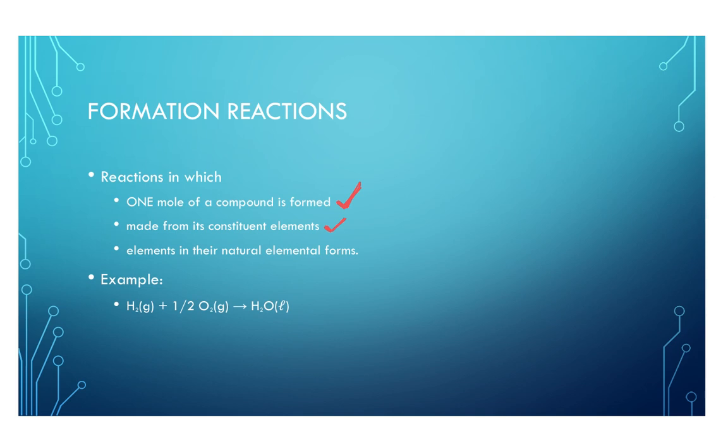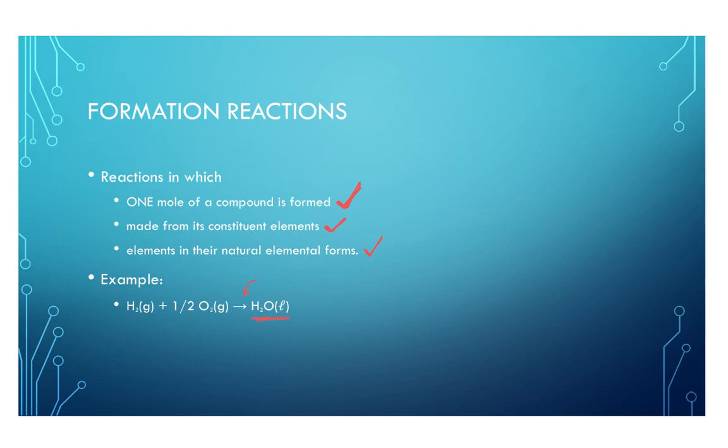And last but not least, the elements are in their natural elemental forms. So that means if they come in as a gas, that's what they should be in. If they come in as diatomics, they should come into the equation that way as well. So an example down here, this is the heat of formation of liquid water. All right, so as you can see in this, the coefficient in front of the H2O would be 1. So 1 mole of the compound is formed.